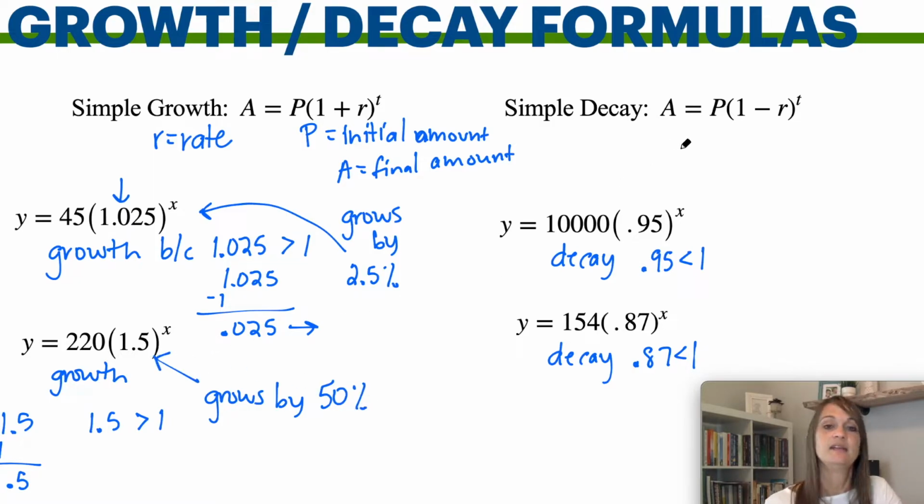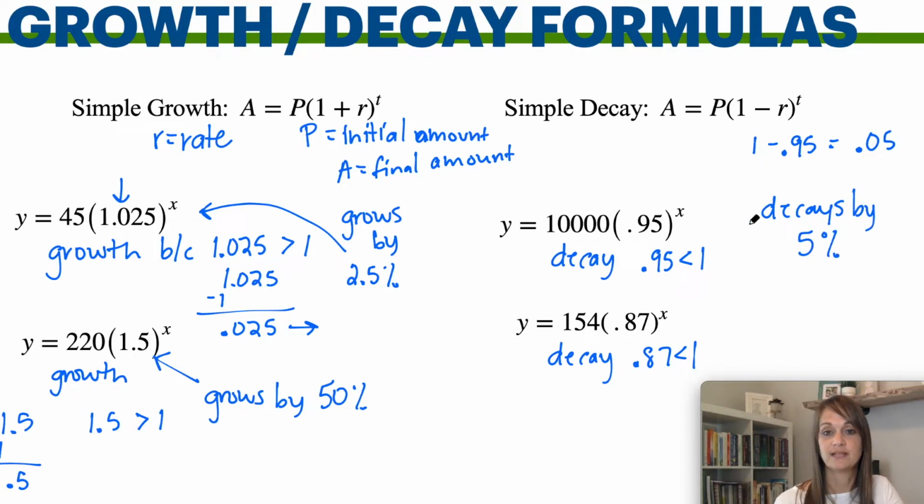This one is a decay. Now, a decay is a 1 minus r. So if you subtract 1 minus 0.95, so this decay, this amount, 10,000 bacteria, let's say, it is not decaying 95%. It is actually decaying 5%. It decays by 5%. Do not take this number and say that that is the percent. Don't do that. You need to subtract from the 100% that you start with. So the 0.95 means that it decayed by 5%.